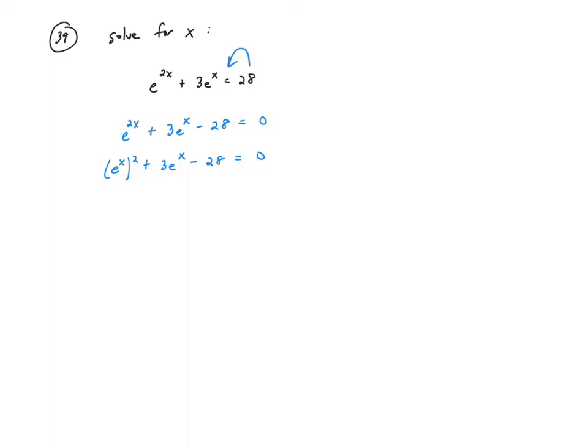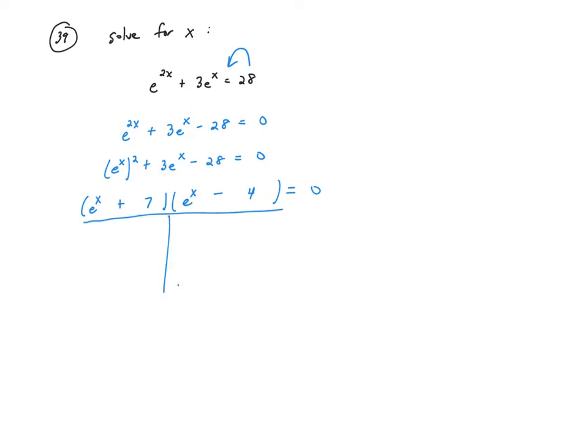Next, we should recognize that e to the 2x is the same thing as the quantity e to the x squared. Once we recognize this, we can factor. E to the x times e to the x is e to the x squared. The factors of negative 28 are positive 7 and negative 4. Those are the factors that will get us a positive 3 e to the x.